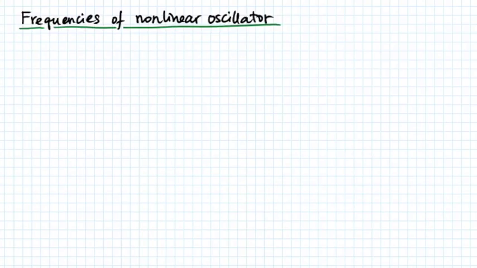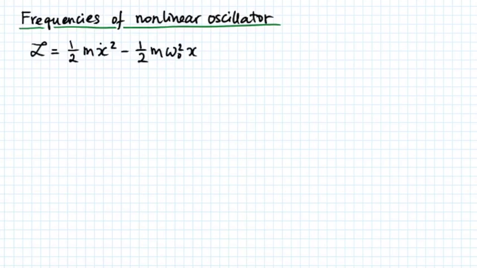Frequency of nonlinear oscillator. Consider the Lagrangian, which we write as kinetic energy minus, and for the potential energy, we write it in terms of the familiar quadratic potential. But we don't stop there, and we keep writing, and we have a cubic term, and then we will have a quadratic term.